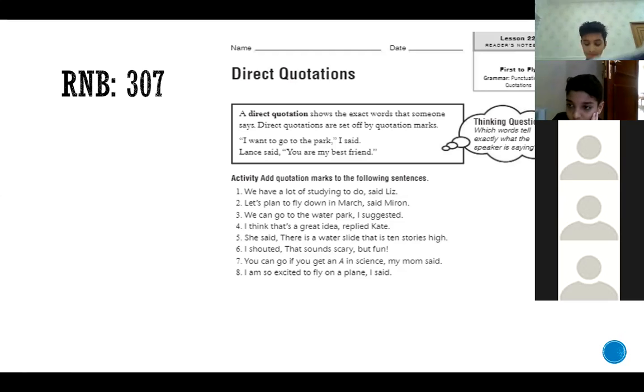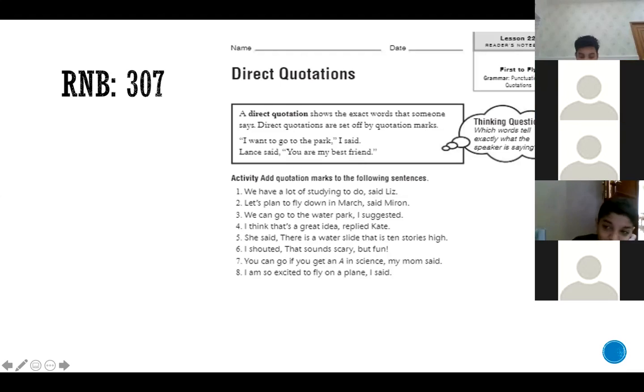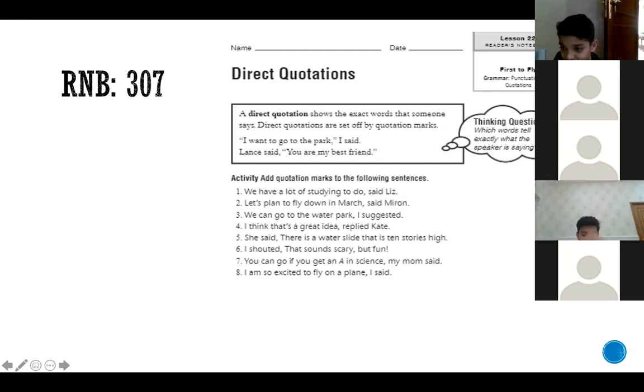"Look. We can go to the water park," I suggested. Where should I place the direct quotation? How do we start it? Before "we" and after "park", but after the comma. Absolutely correct. Very good. Do it, please. Number four will be read by Abdulaziz. I think that's a great idea, replied Kate. Abdulaziz, where do we put the comma, please? From "I" to "idea". Very good. We begin at the top of "I" and we close after the comma.